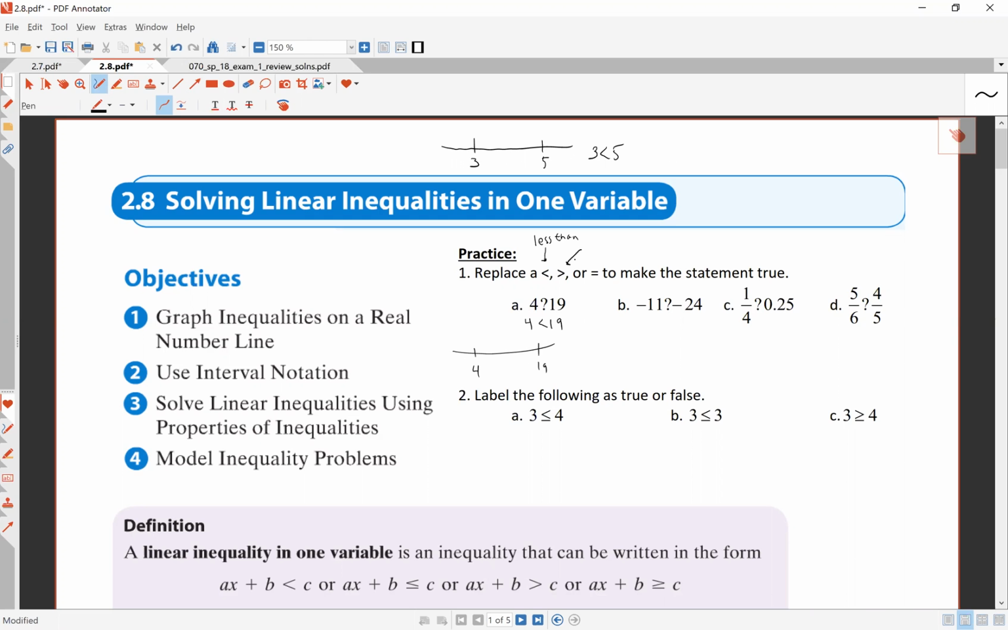The greater than symbol, typically said as "is greater than," says that a number is to the right of another number on the number line. And when we look at negative 24 and negative 11, we know that negative 11 is to the right of negative 24, and so negative 11 is greater than negative 24.